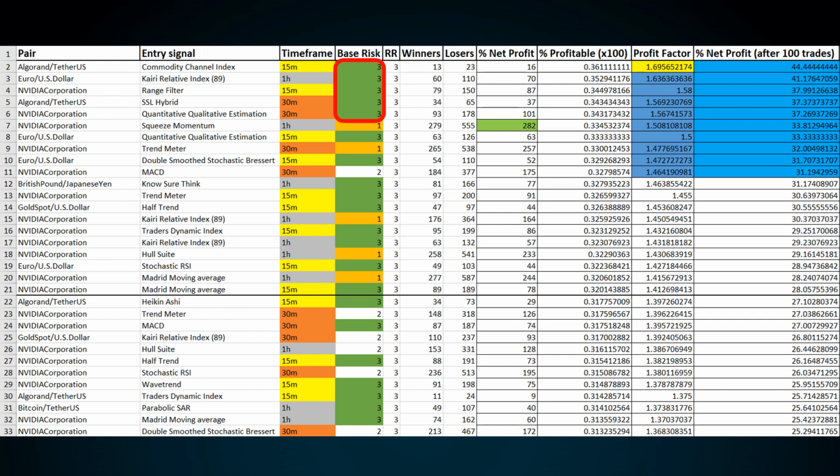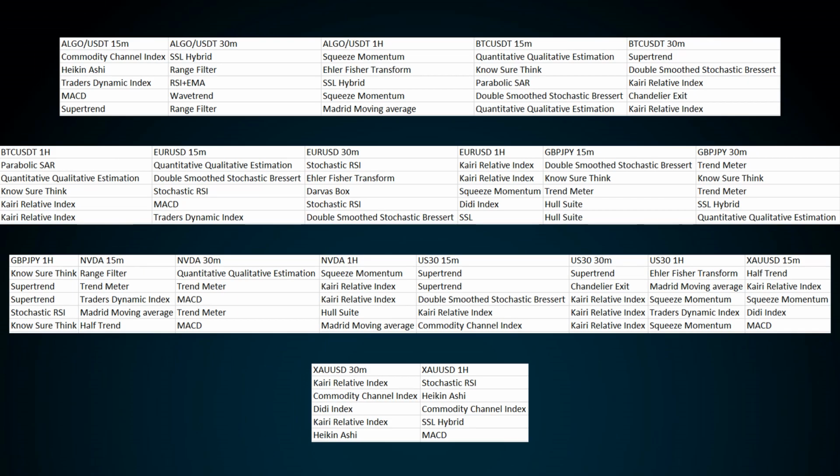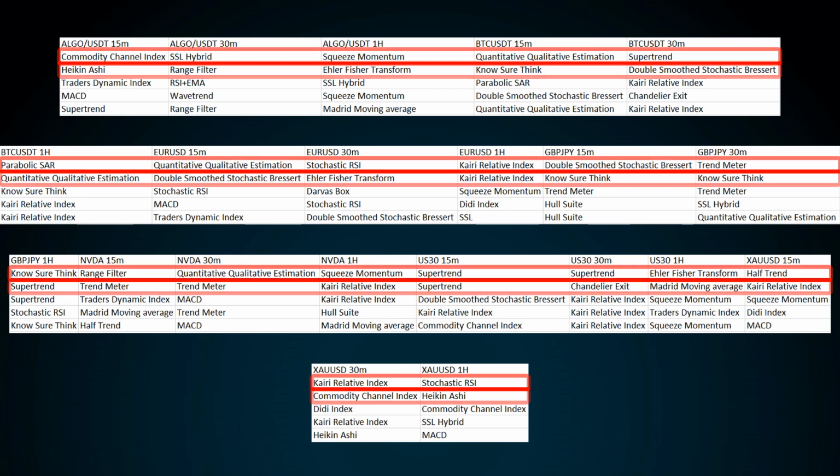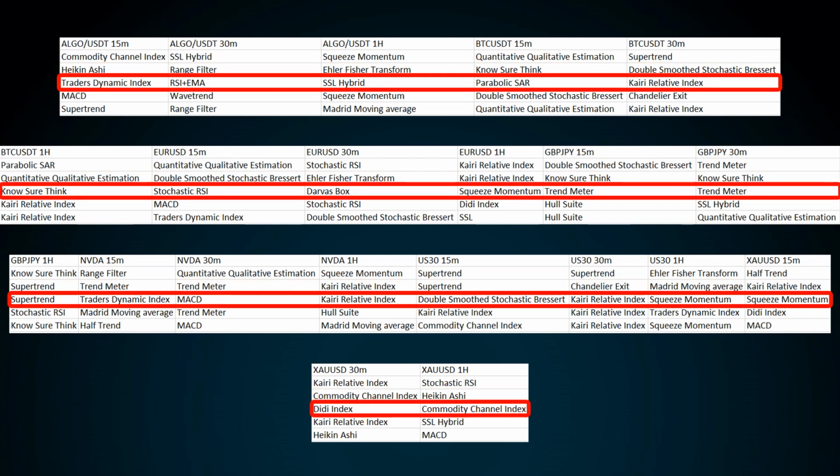Of course, as I said in the first entry signal video, it is not fair to decide which is the most reliable entry signal indicator based on only one result. So I have made a scoring system which takes into account all the different assets and timeframes. The scoring system works as follows. We will take the 5 best results of each asset and timeframe combination. Then, within each group, the first place winner will get 5 points, the second place winner 4 points, the third 3 points, and so on.